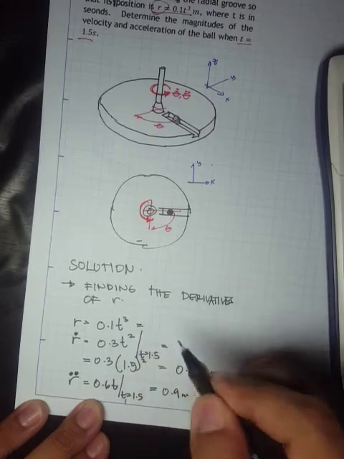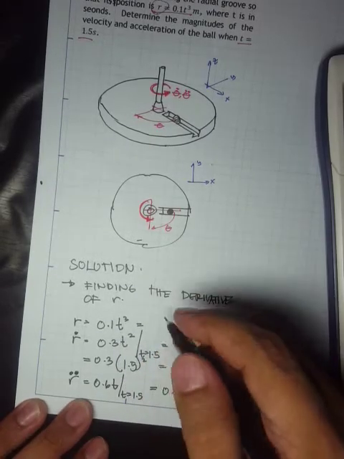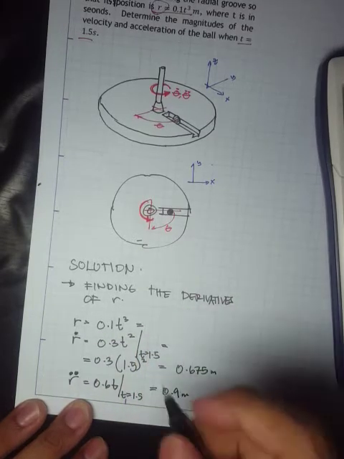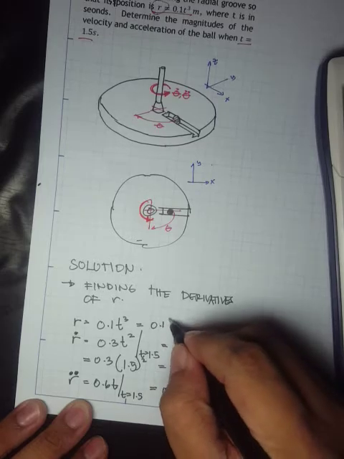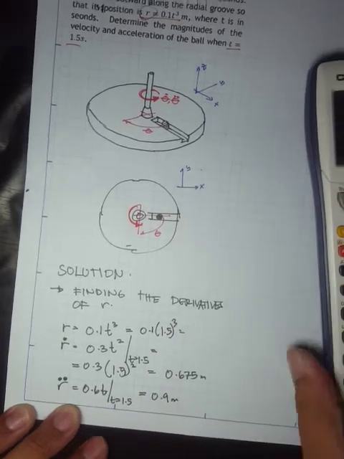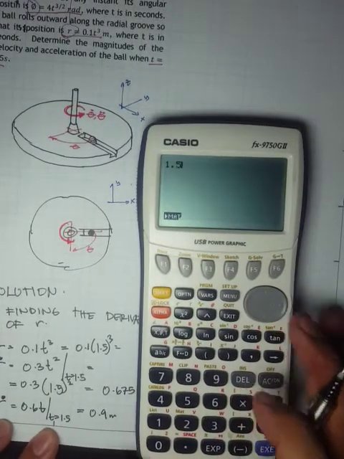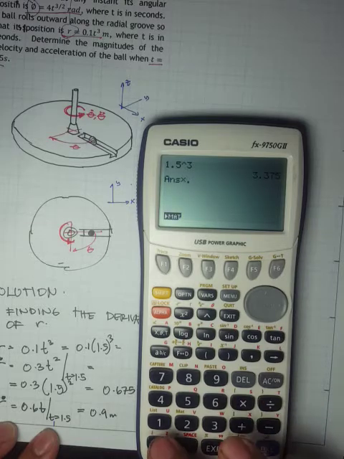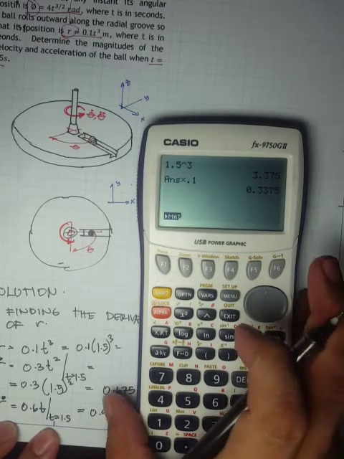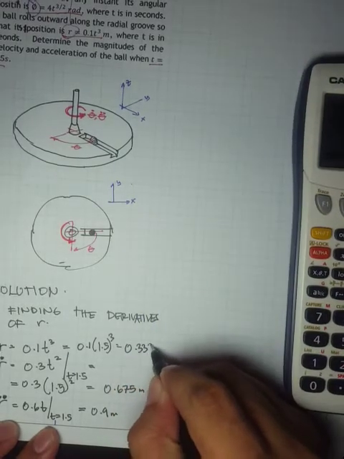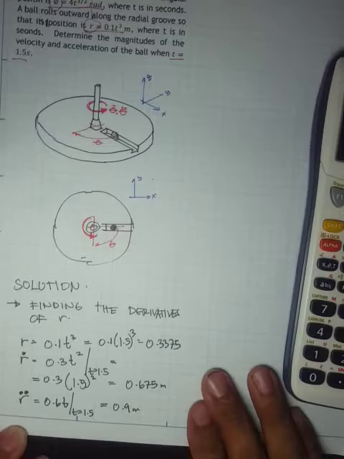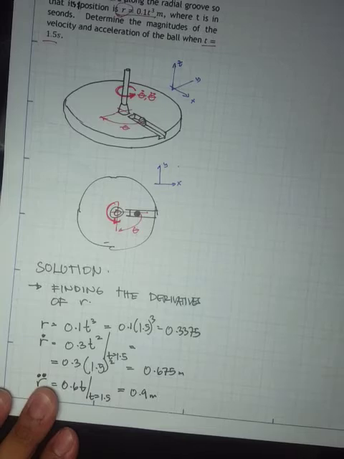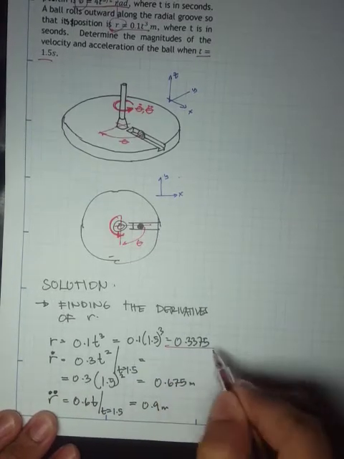What about this one? I think we also have to find this r value evaluated at t. So 0.1 times 1.5 cubed, and that's 0.3375. Okay, so now we have our r dot and r double dot.